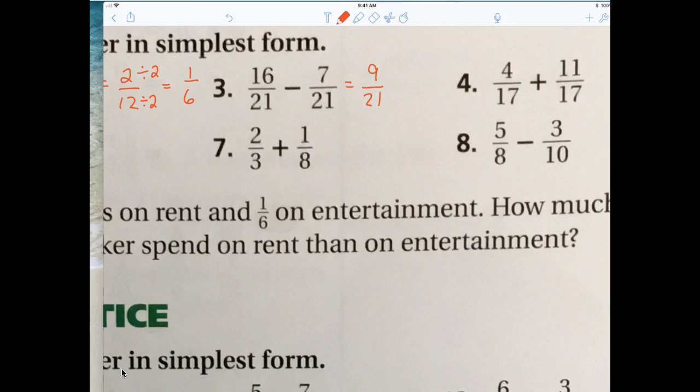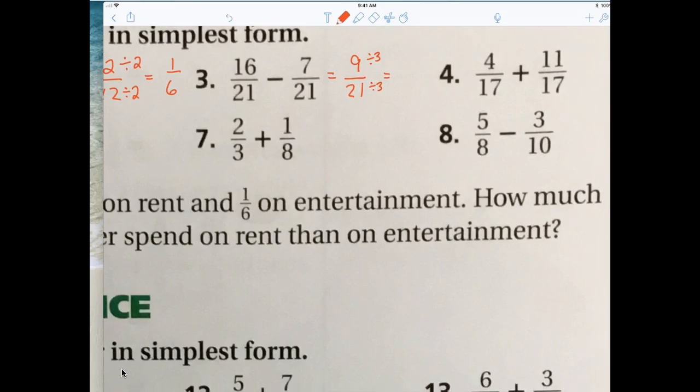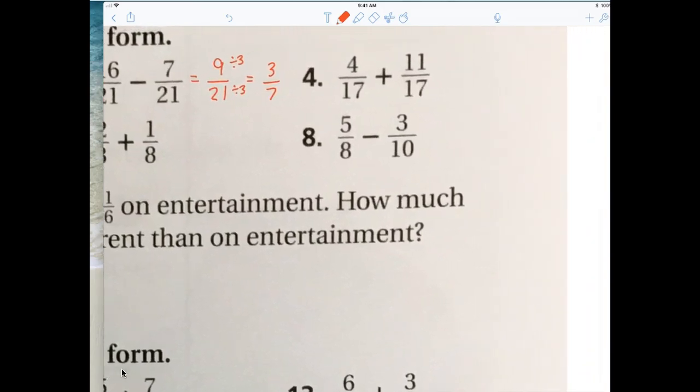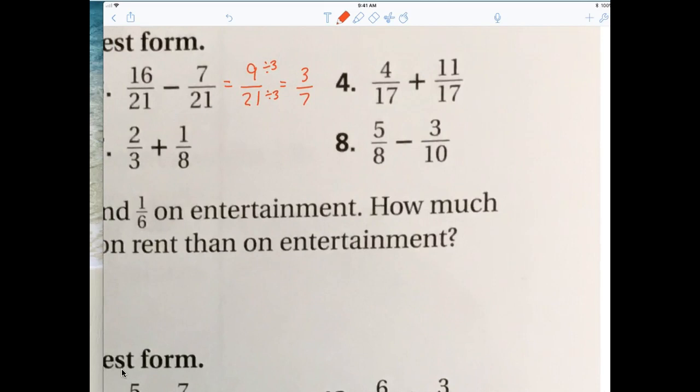So 9/21 can be divided by 3. Of course I'm not asking you. I'm just doing this right now to show all the work to start out with. But I would want you to just say that's obviously 3/7. Is everybody happy with that? Easy, right? And now, number 4. Everybody should be able to say, loud and proud, 15/17.